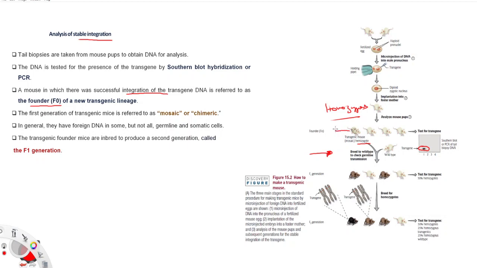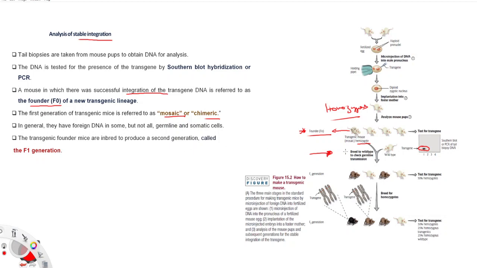So this one here is going to be our founder. It's our F0. Then we are going to now take this first founder, which is, like we say, mosaic or chimeric, because there's a mixture of things, as you see with the patch, and it's present in some of the tissues, but not all the somatic cells. So it is not integrated in the entire mouse yet.